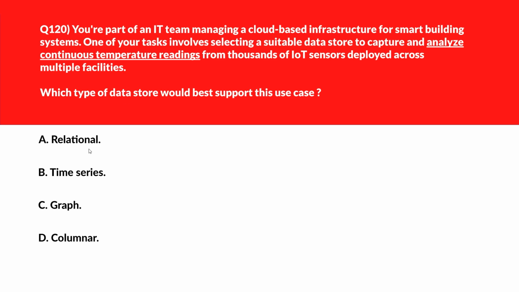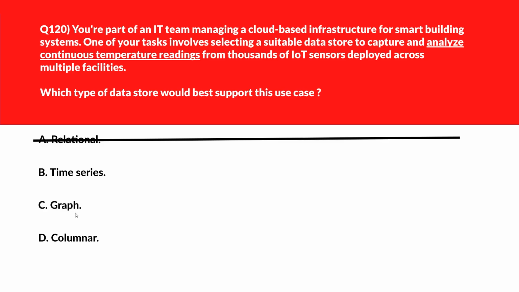Option E says relational. Relational databases organize structured data well but aren't optimized for high frequency sensor readings with timestamps. Hence incorrect. We'll move to B. B says time series. Time series databases align with time-stamped sensor data, enabling efficient tracking and analysis of temperature changes over intervals. Let's keep it.